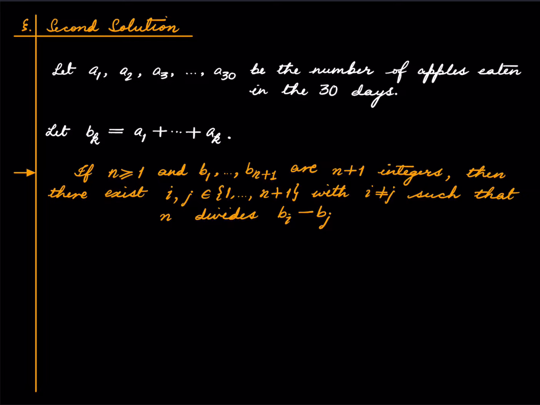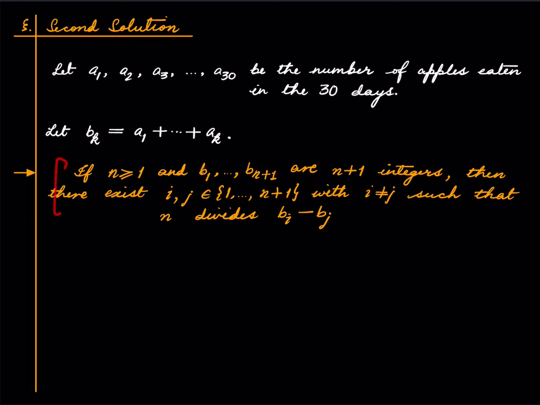Forget about the problem. Suppose we have some positive integer n and a sequence of n plus 1 integers. Then there exist two different indices such that the difference of the corresponding bi's and bj's is divisible by n. It's like this: if you have three numbers, b1, b2, b3, some two of them will have the same parity, meaning either both are odd or both are even. That's the pigeonhole principle, and that is what is being used here.